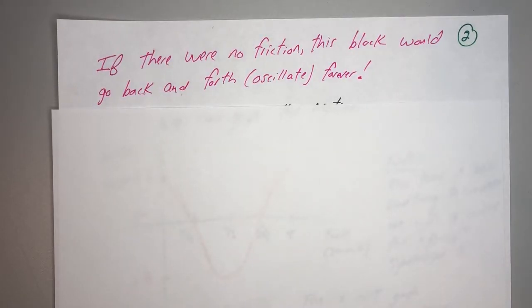So I made the note, if there were no friction, the block would go back and forth. It would oscillate forever. Oscillate's just a fancy word for going back and forth. If you want to sound smart, use the word oscillate. The child in the swing goes back and forth. The child in the swing oscillates back and forth. I mean, come on, which one sounds smarter, am I right?